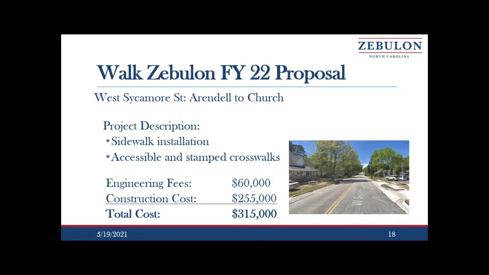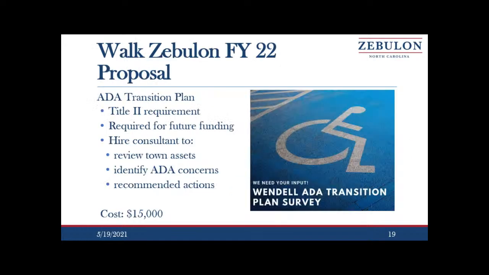So this section of West Sycamore from Arundel to Church includes sidewalk installation, accessible and stamped crosswalks, and the total estimated cost is $315,000. In addition to Sycamore Street, we also are recommending that we move forward with an ADA transition plan. We would like to bring in a consultant to help us with that.